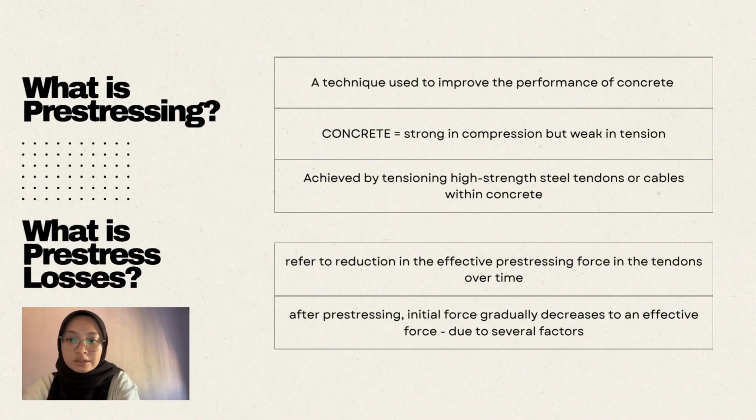Next is, what are pre-stress losses? Pre-stress losses refer to the reduction in the effective pre-stressing force in the tendons over time. After the pre-stressing, the initial force will gradually decrease to an effective force, due to several factors.